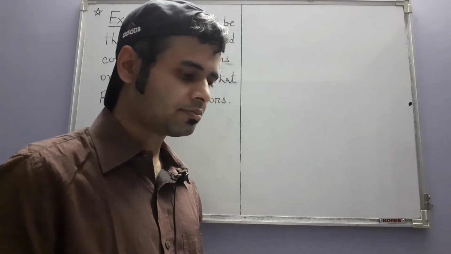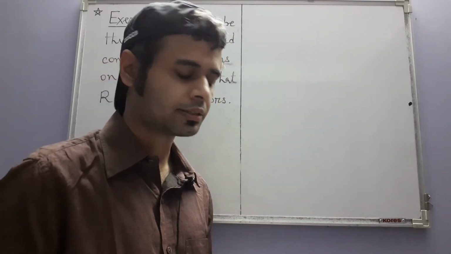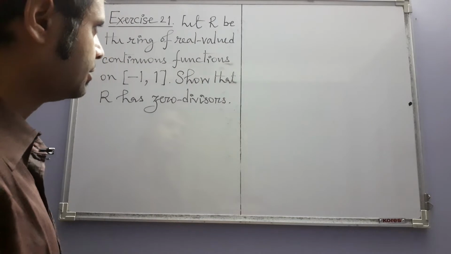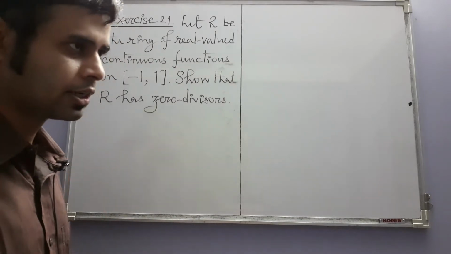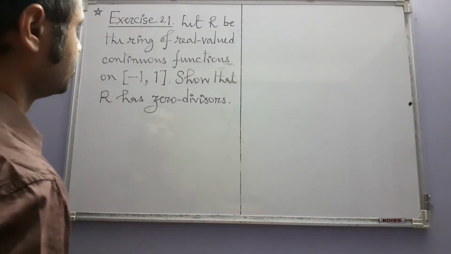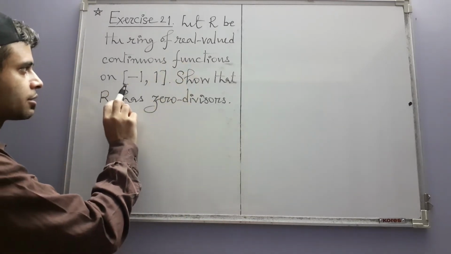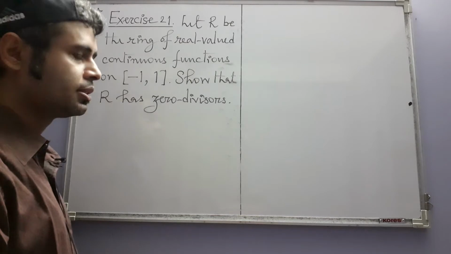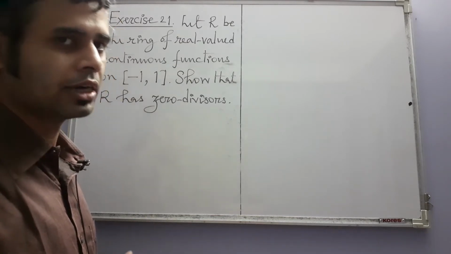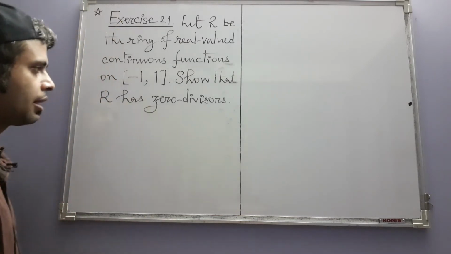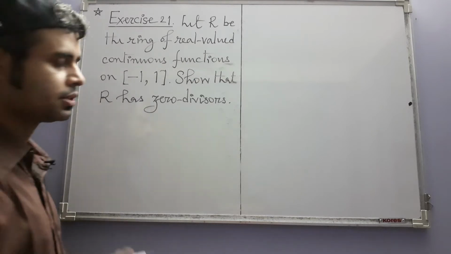Okay, so we come back to ring theory exercises. So we continue with this one next. Exercise 21. Let R be the ring of real valued continuous functions on this closed bounded interval from -1 to 1. We have to show that R has zero divisors.